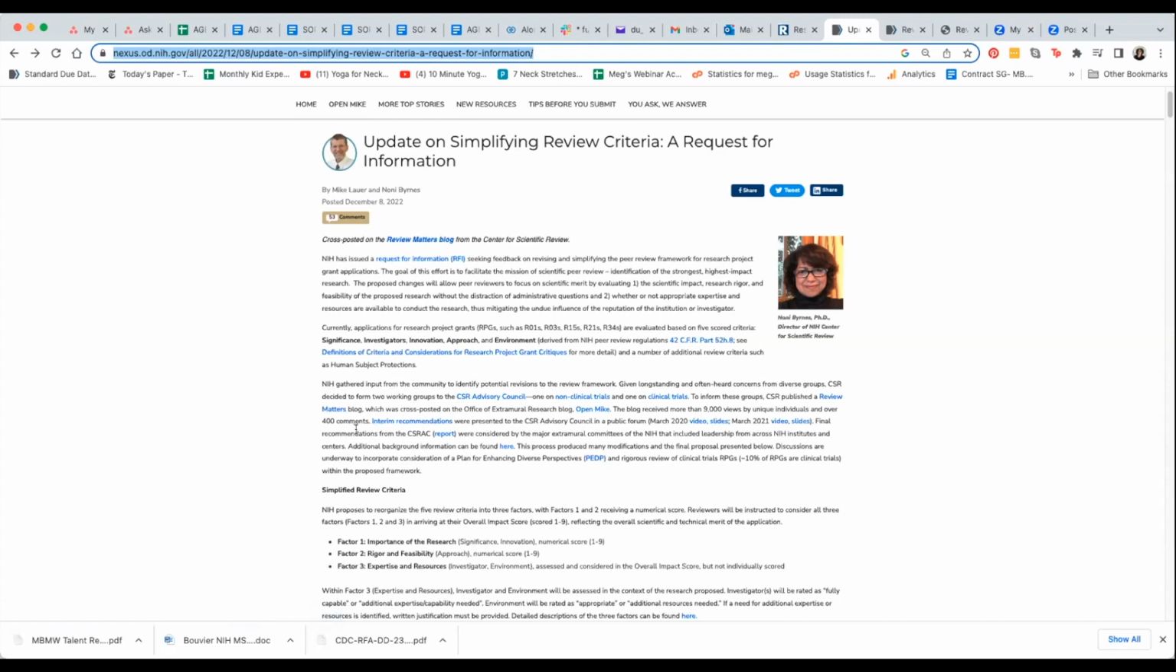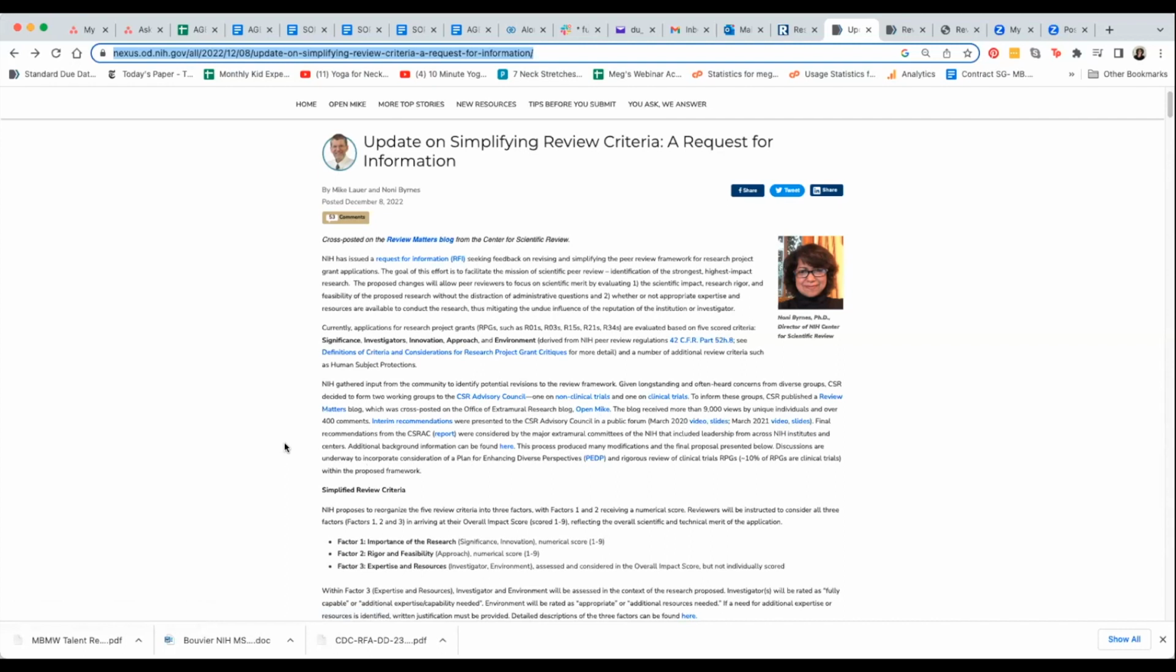And then 2 panels were formed, because NIH has to have lots of panels and things move really slowly because it's the federal government. And they came up with interim recommendations that were presented to the Center for Scientific Review Advisory Council and in a public forum in March. And there are all kinds of links here to access that information. Then the public weighed in on those and they kept refining them.